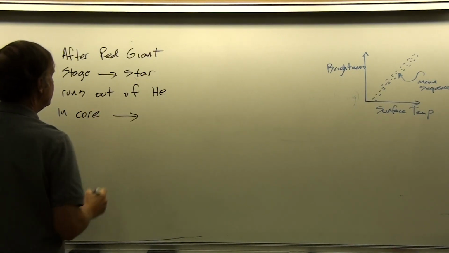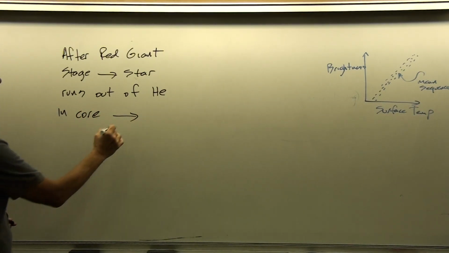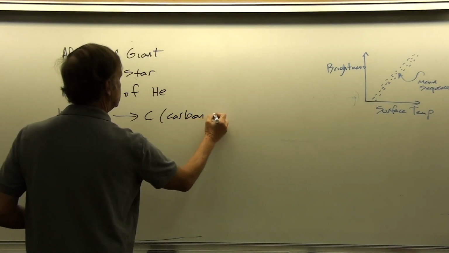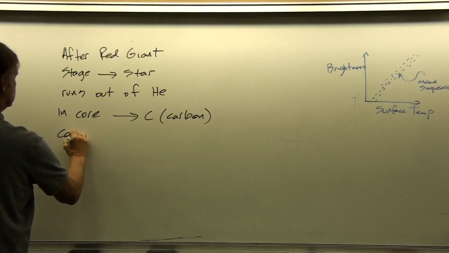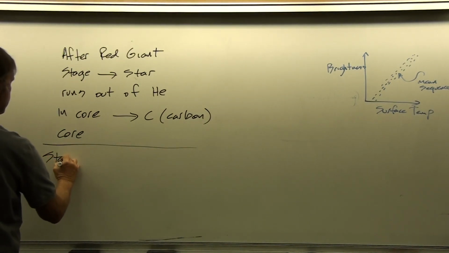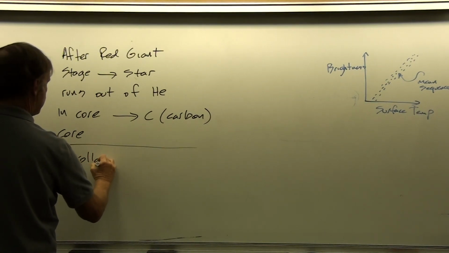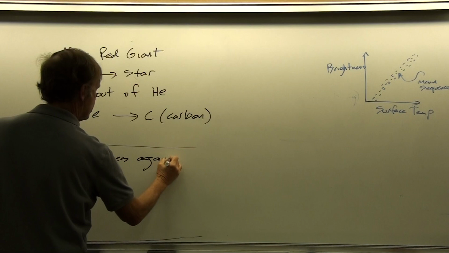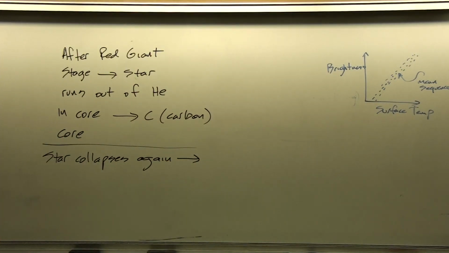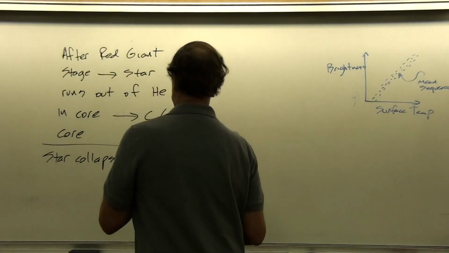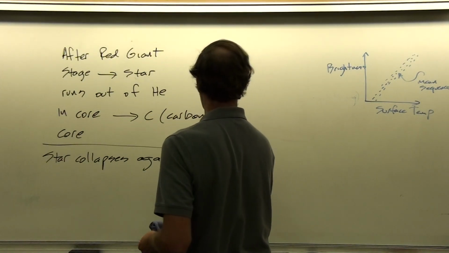so what's left then? What's a carbon core? And the star collapses again. But what does it leave behind? Does it leave behind something? Yes. It leaves behind what's called a planetary nebula.